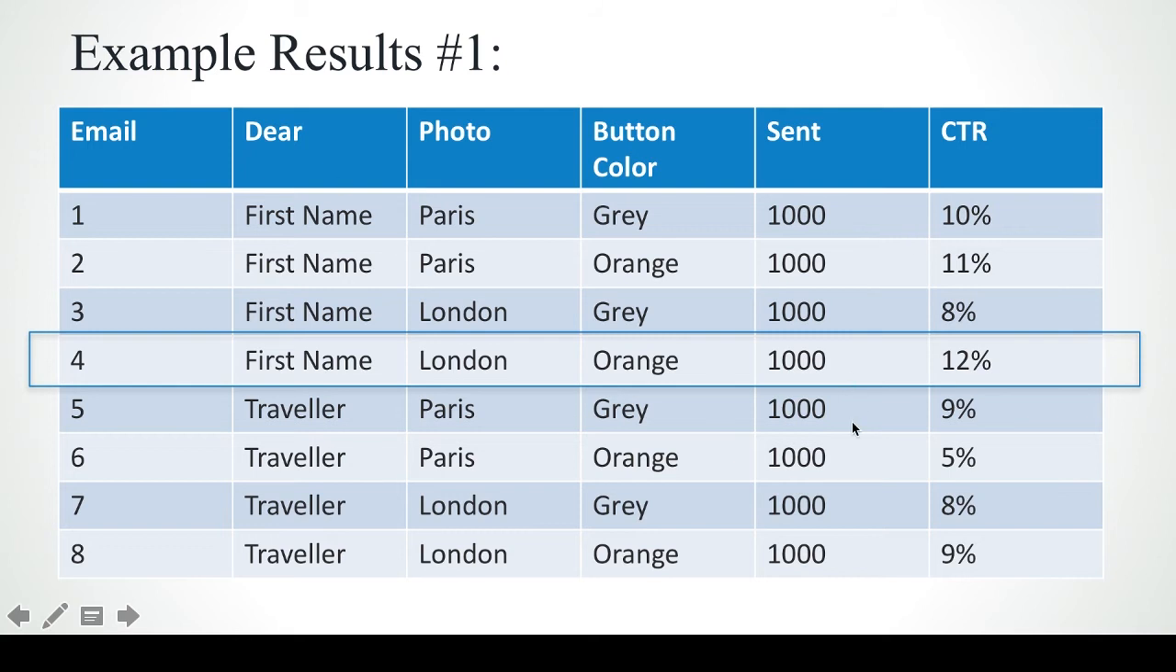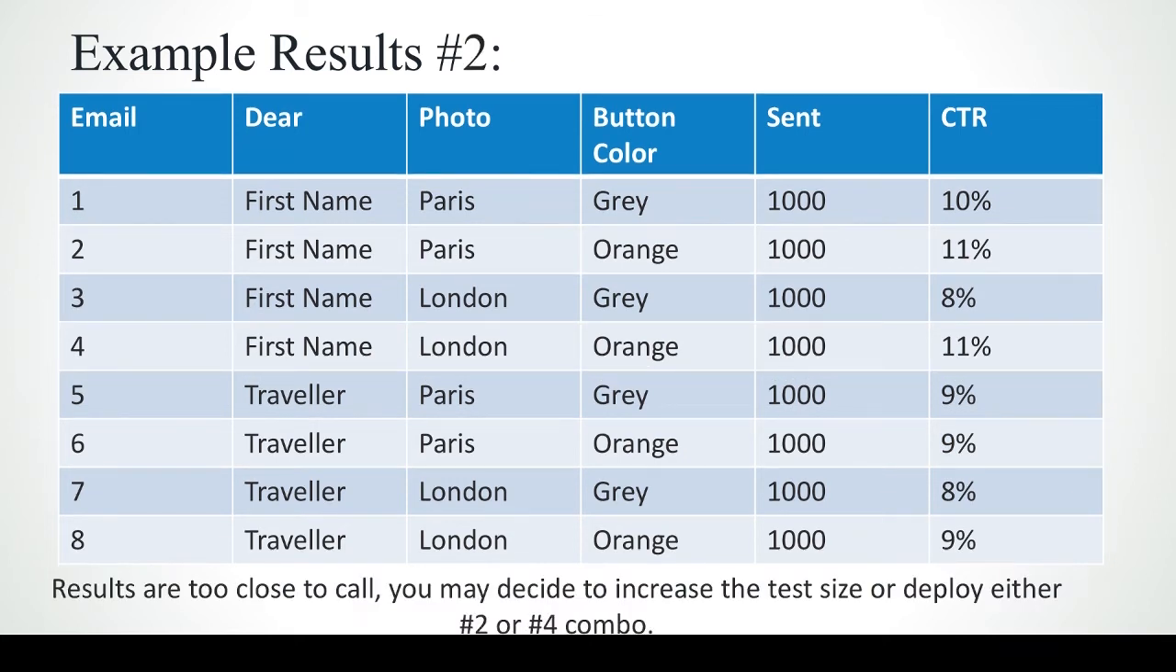Once you've actually deployed it, you realize that your click-through rate was 12% on a copy that had first name, so you personalized, had a photo of London, and had a color of orange on the 20% off button.